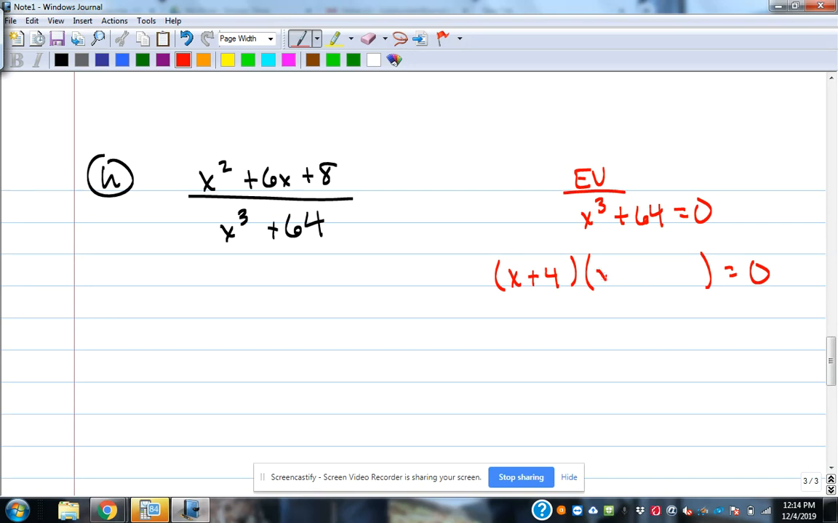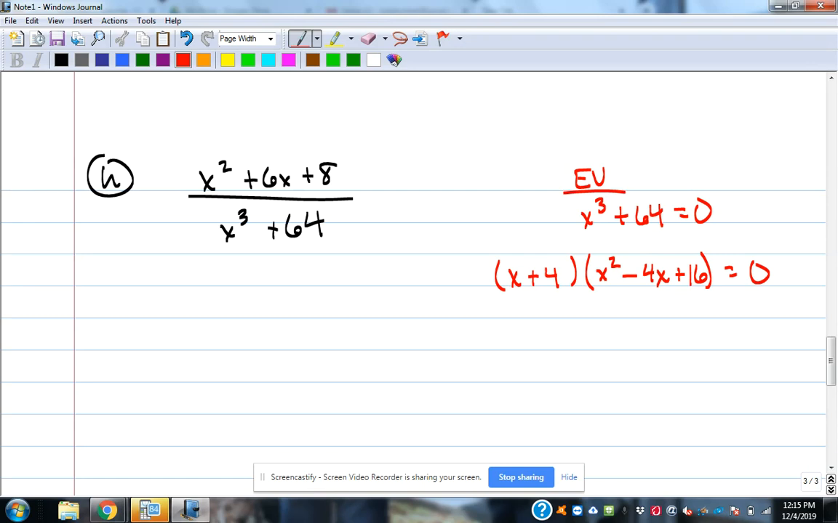x squared, then the middle sign will be minus because it's always opposite. And then the last term would be plus 16. All right. Now, what do we know about the long factor on a sum or a difference of cubes? It'll never factor. That's exactly right. So that means in order to solve this, what do we have to do with that quadratic that's there?